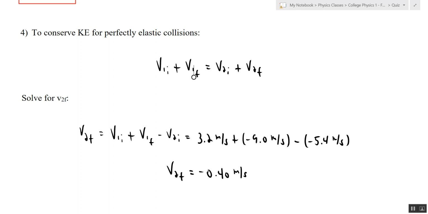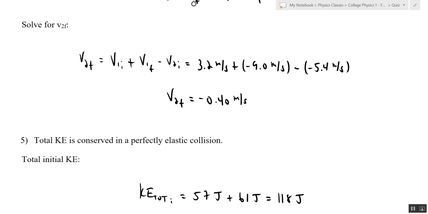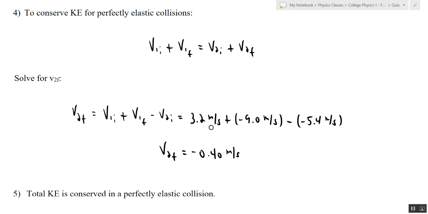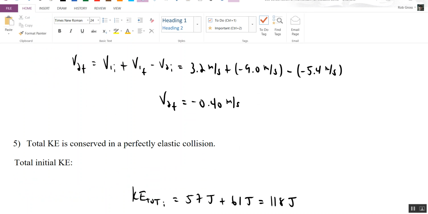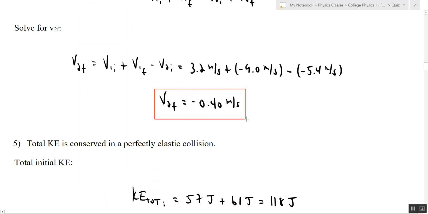So all you do is subtract v2i from both sides. You've got to be a little bit careful because v1i was in the positive x direction, but v1f was in the negative x direction, so that's a negative velocity. And also, you subtract v2i, but v2i was also going in the negative x direction. The second mass was going in the negative x direction, and the final velocity of the first mass was going in the negative x direction. So you have to be careful because it's like 3.2 minus 6 plus 5.4 when you take into account all your negatives properly. And for me, I got negative 0.40 meters per second, meaning that mass 2 is going at 0.40 meters per second in the negative x direction.